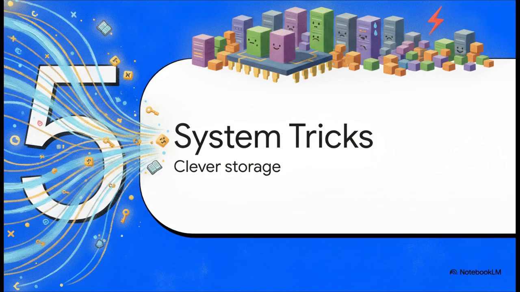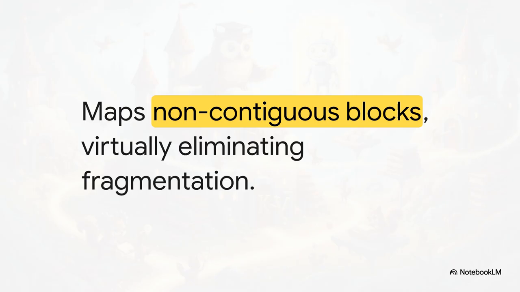Chapter 5. System Tricks, Paging and Prefixes, Clever Storage. Traditionally, the KV cache had to be stored in contiguous, unbroken blocks of memory. That meant if a user generated fewer words than expected, massive chunks of your VRAM just sat there, empty and totally wasted. Enter paged attention.